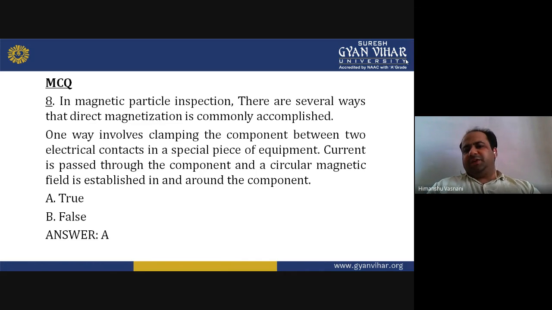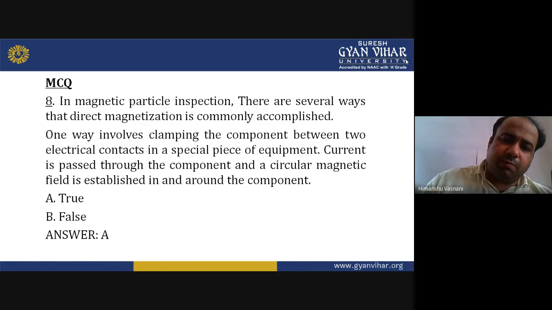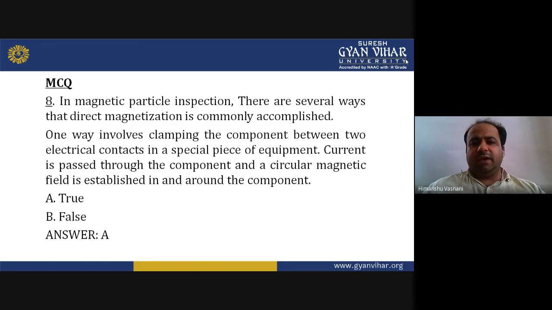In magnetic particle inspection, there are several ways that direct magnetization is commonly accomplished. One of the ways involves clamping the component between two electrical contacts in a special piece of equipment. Current is passed through the component and a circular magnetic field is established in the component. We studied this with a clear diagram previously in the slides also. It is true in this case.